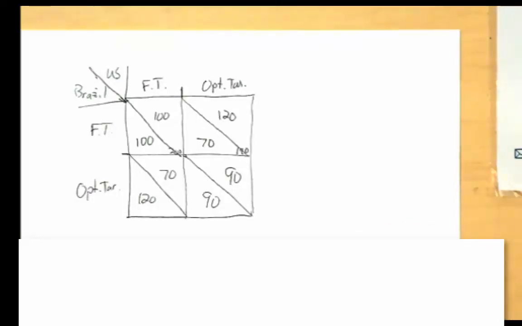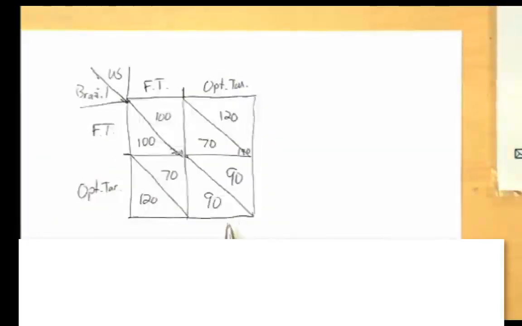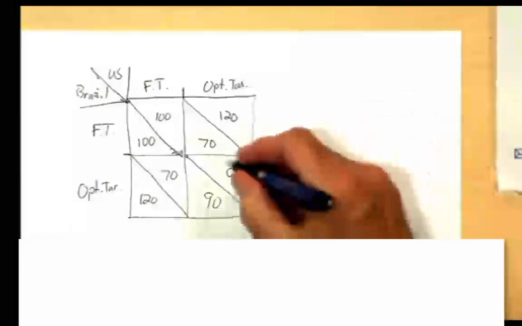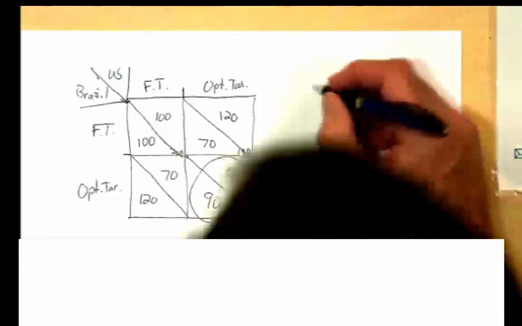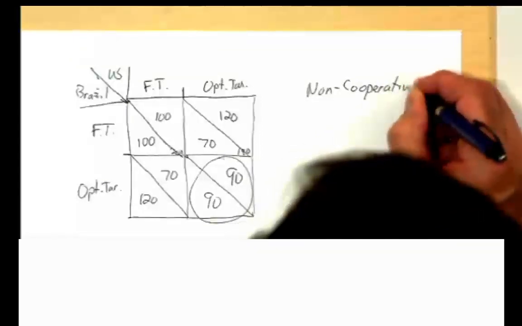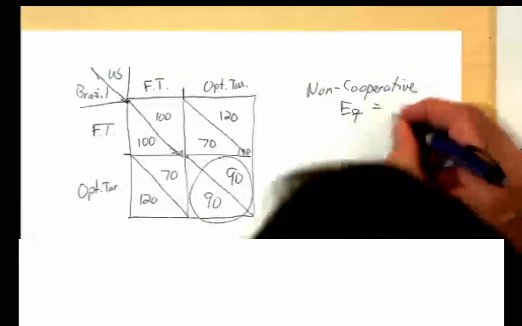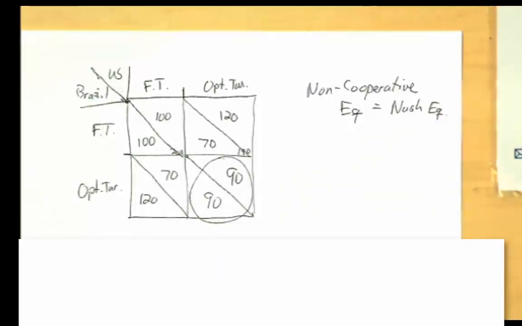Now, if we did the same exercise for Brazil, we'd find exactly the same thing. If the U.S. chose free trade, Brazil would say, hey, let's do optimal tariffs. That's best for us. And if the U.S. chose optimal tariffs, Brazil would say, let's do optimal tariffs because that's best for us. So that gives us this as the equilibrium if the two countries do not cooperate with each other. The non-cooperative equilibrium is also called the Nash equilibrium, and it's named for John Nash, Nobel Prize winning economist, mathematician, and the subject of the movie A Beautiful Mind.